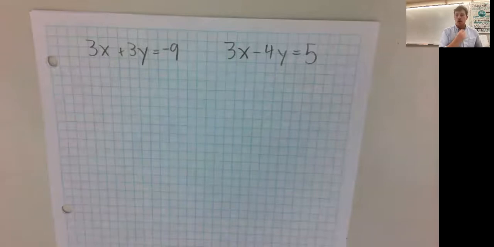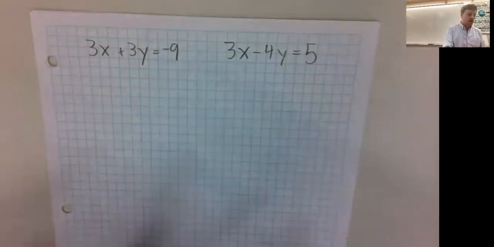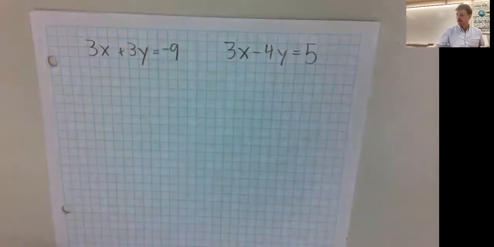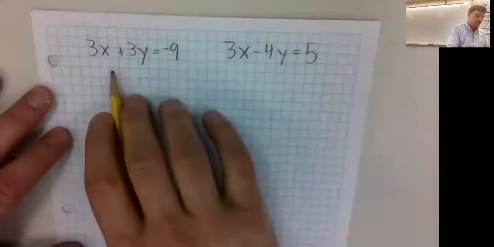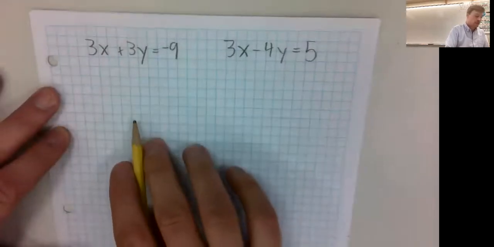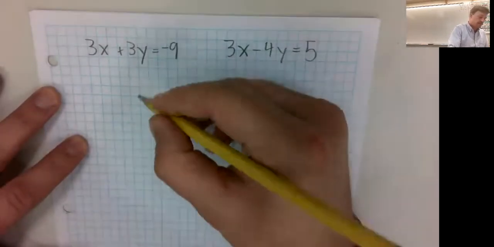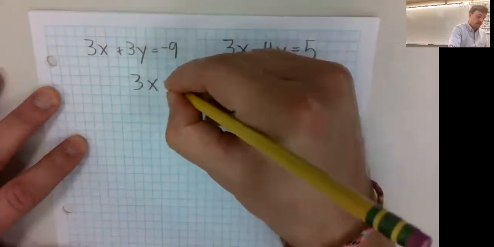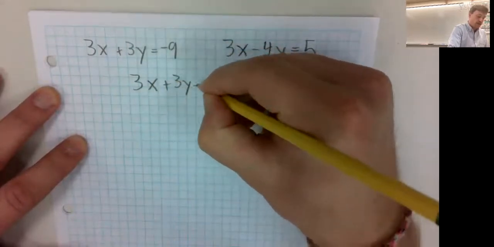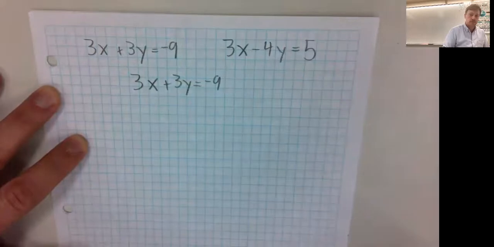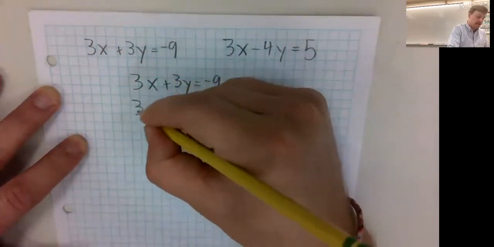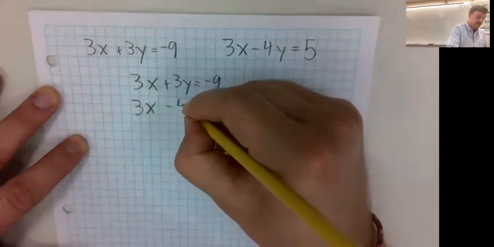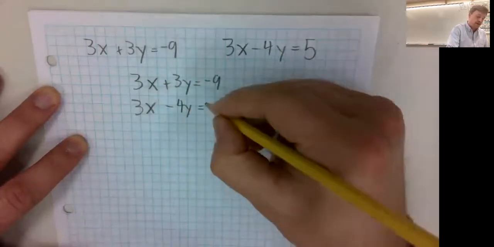Cool. So first step, we need to stack these up, making sure that our variables line up. Lucky for us, they're in very similar order. So let's do that. It doesn't matter which one you start with. 3x plus 3y equals -9. And let's put this one right underneath it, making sure our variables line up. 3x minus 4y equals 5.